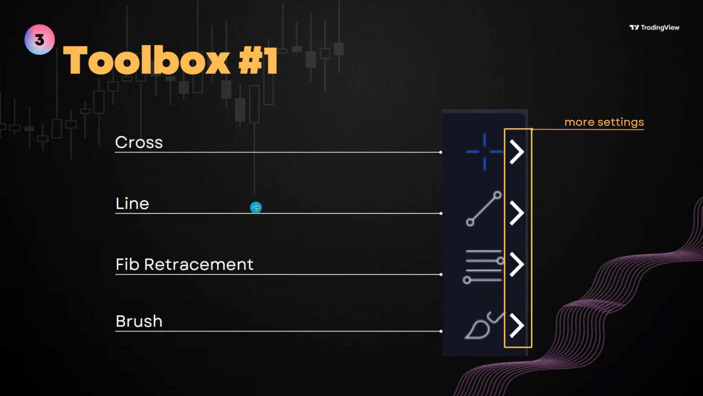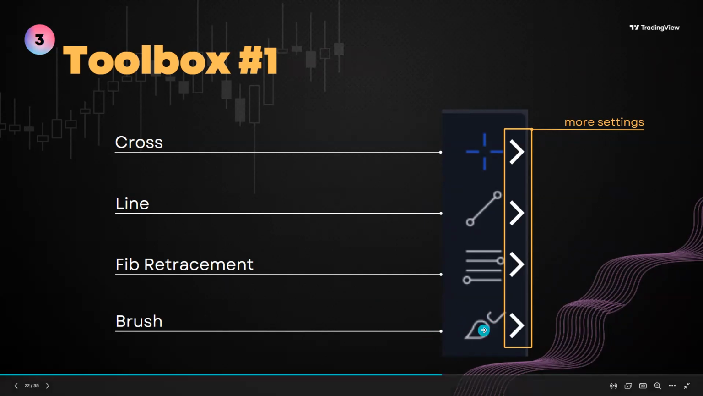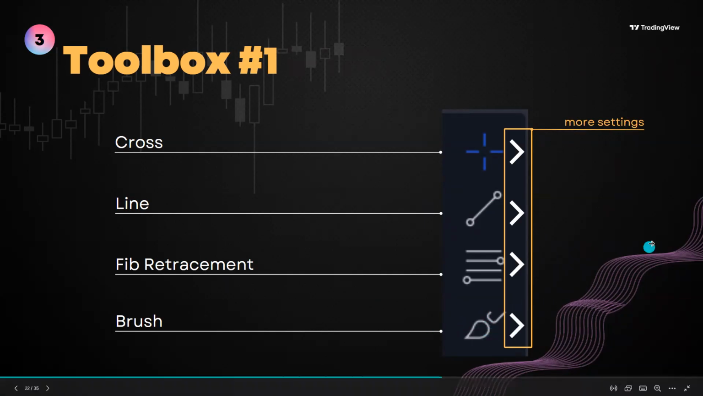The other one is a line. You can use it, for example, for trend lines, or if you want to make a horizontal line here, also here, and more settings always. Fibonacci retracement is here. If you want to use a Fibonacci retracement, for example, 61.8%, or 50%, 23, this one is the correct one. And if you want to draw into the chart, you also have a brush and different brushes with some more settings.